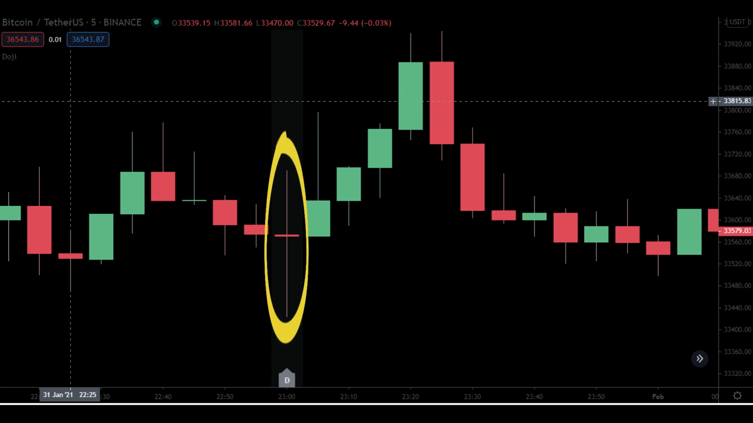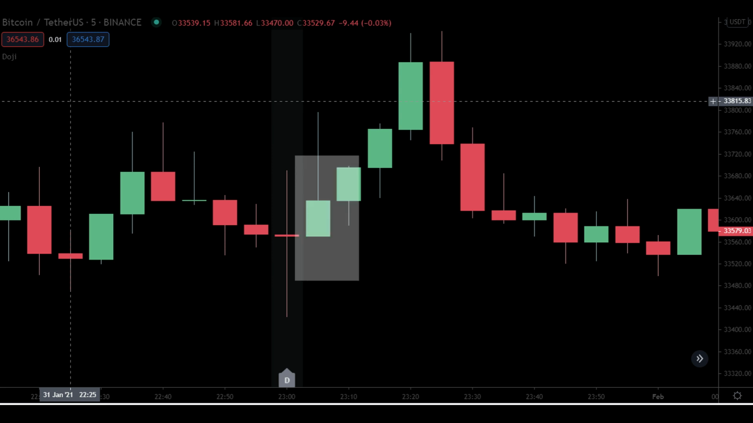Looking on the live charts, as soon as a long-legged doji has been identified, because it shows both a high level of indecision and volatility, I wouldn't enter into the trade either way until the next couple of candles confirm the trend.